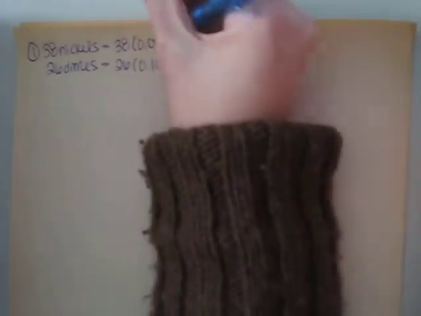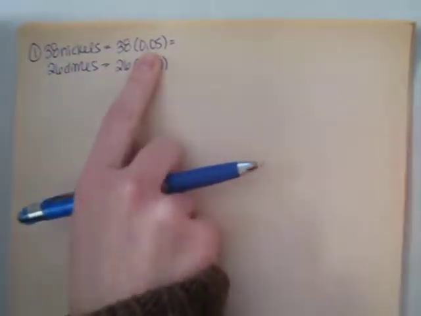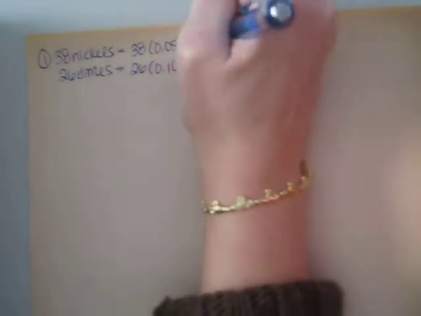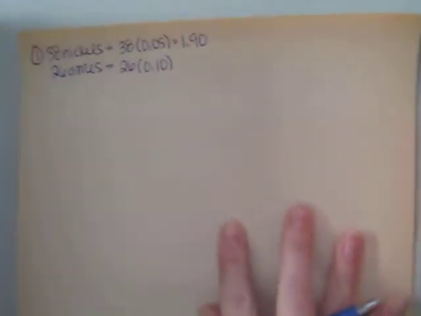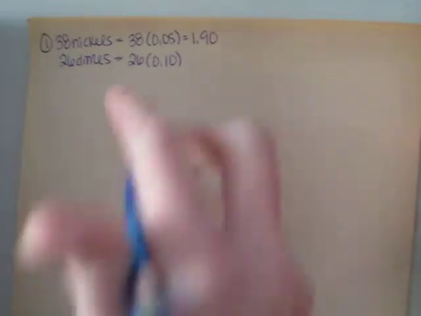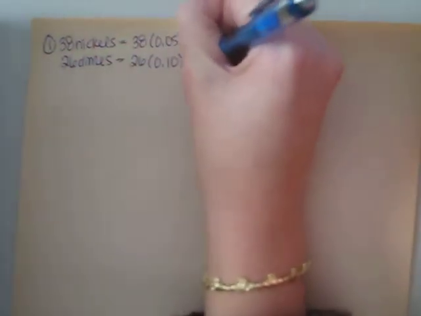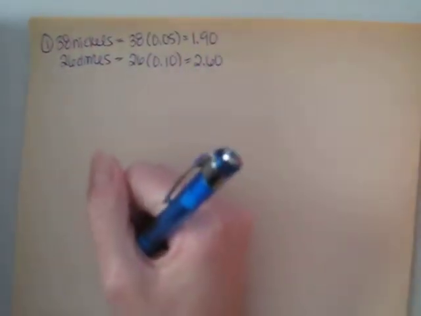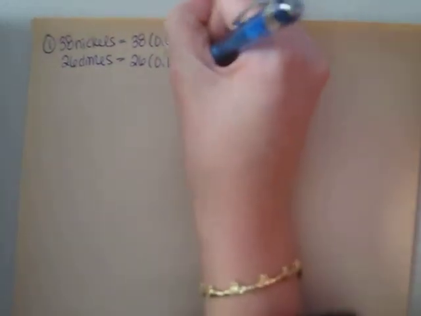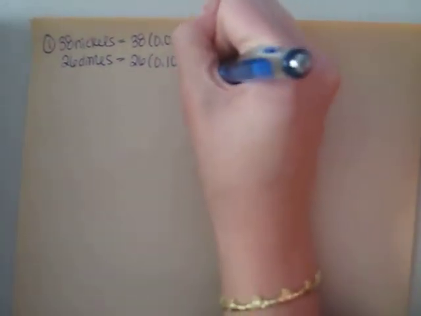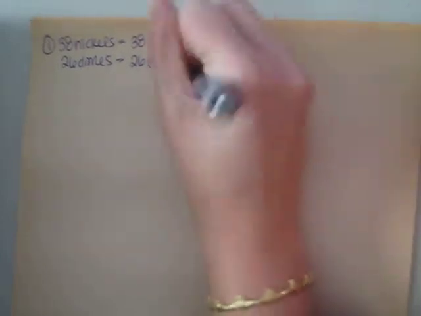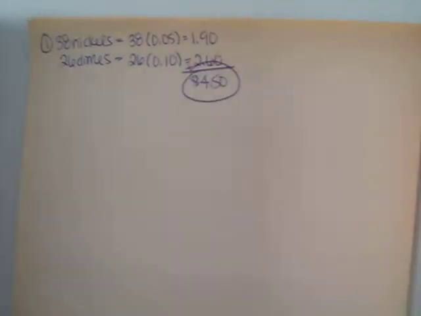We type that into our calculator. 38 times 0.05, we get 1.9, which is $1.90 in terms of money. 26 times 0.10 is 2.6, or $2.60 in terms of money. We are adding those two values together and we get our answer as $4.50. And you can see that underneath question number 1 for the answer.